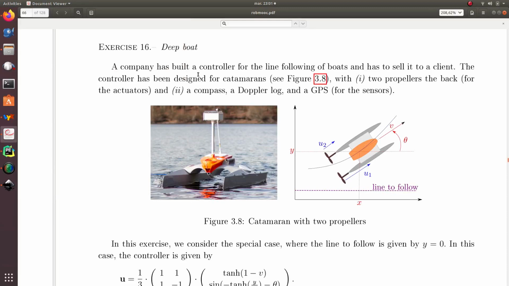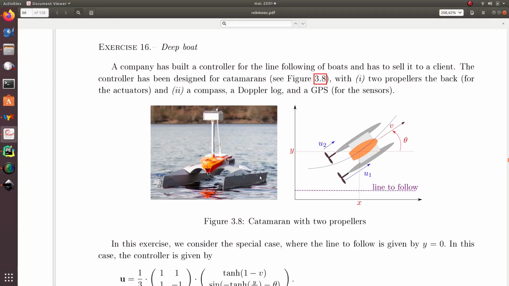We are a company and we have built a controller for line following of boats. And we want to sell this controller to a client which is far and which has a big boat, but the big boat is used for some other task and we are not able to use this boat for some tests. The controller has been designed for catamaran.